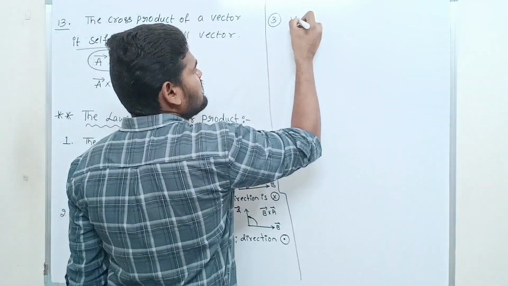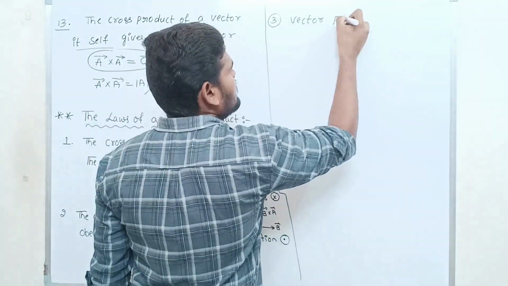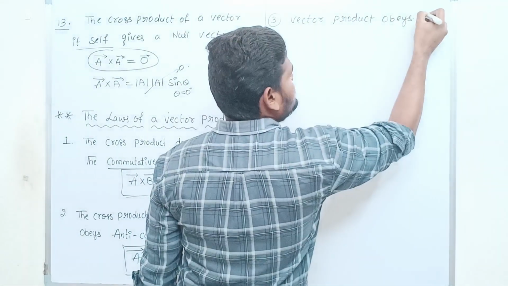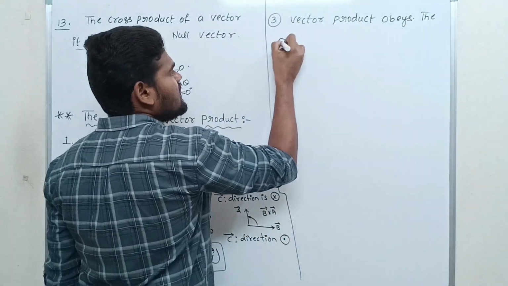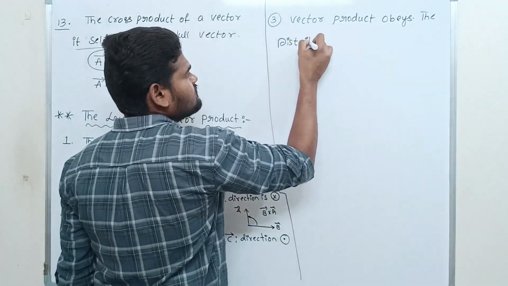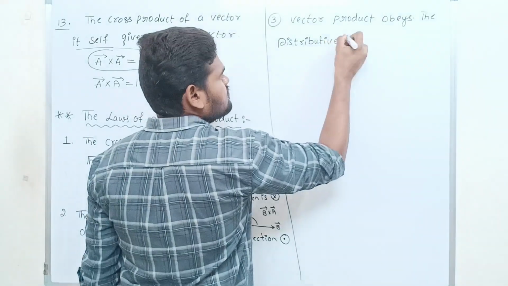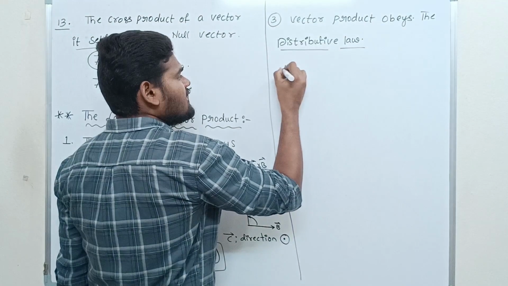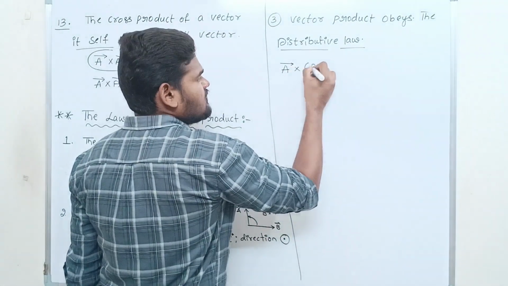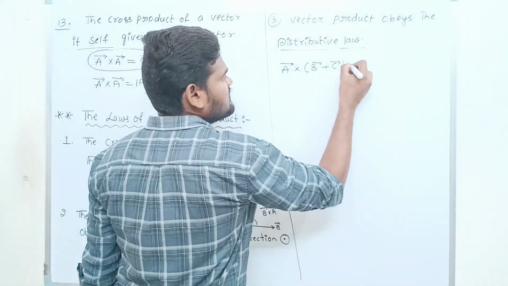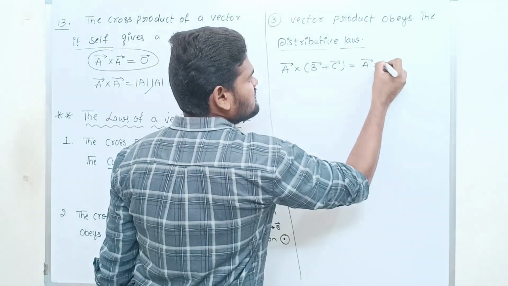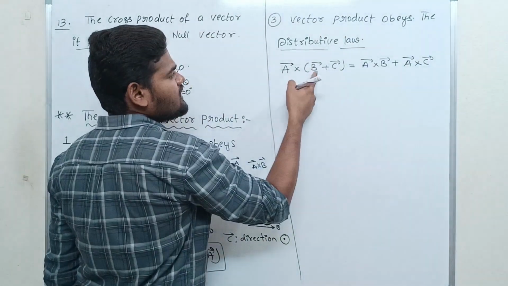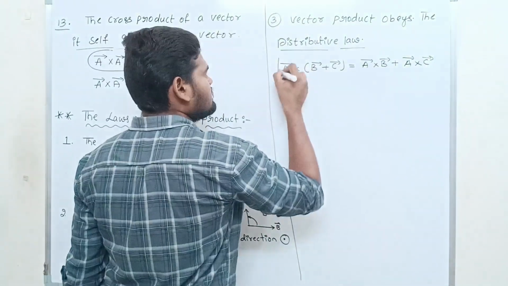So the third one is: vector product obeys the distributive law. That means A bar cross (B bar plus C bar) is equal to A bar cross B bar plus A bar cross C bar.